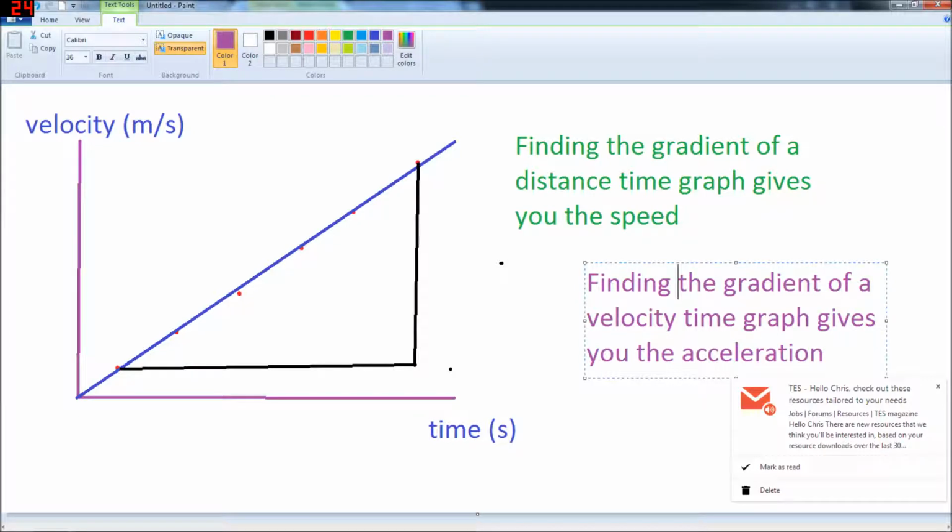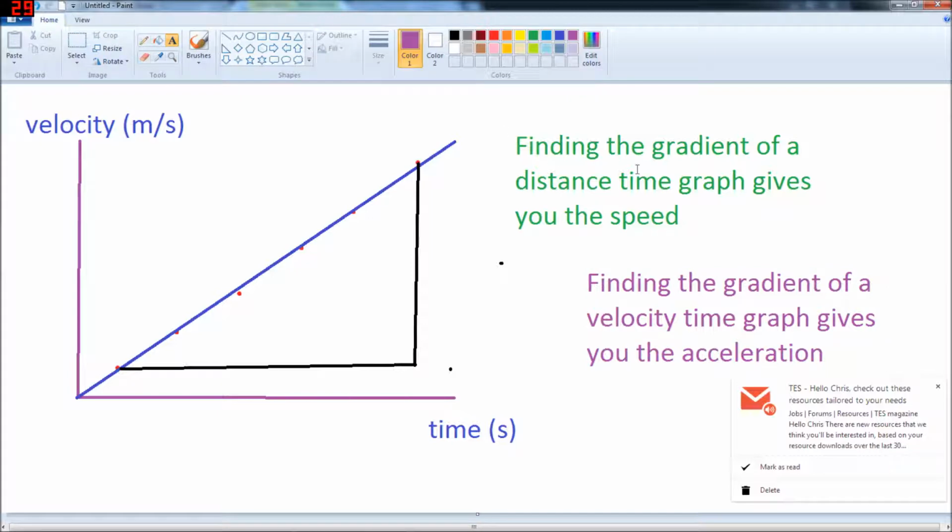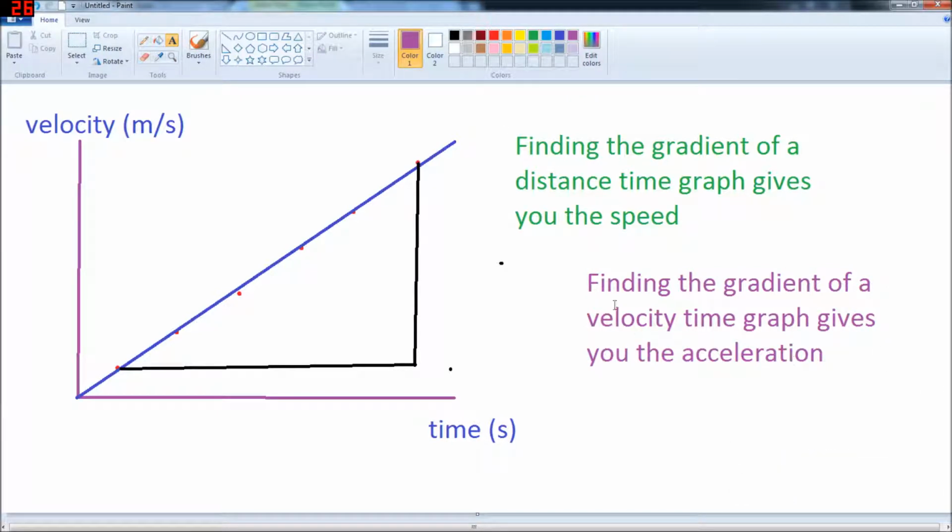Finding the gradient, that gives you the acceleration. Okay, cool. So now we've got two different graphs. We've got distance time graph, we've got velocity time graph, and we can get the acceleration, we get the speed from the gradient depending on which one we're doing. Now there's one other thing.